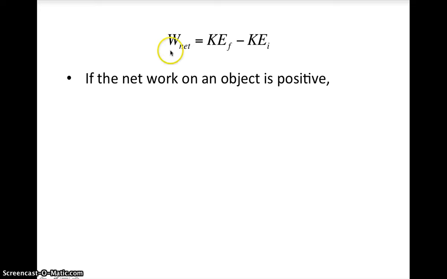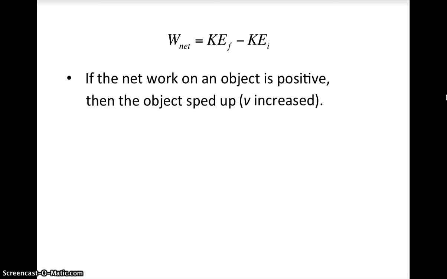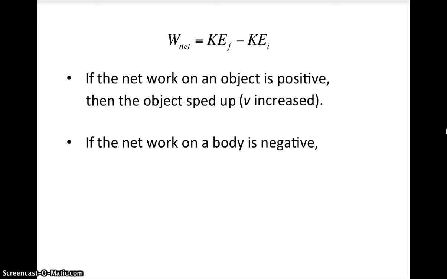Okay, let's draw some conclusions. Here's the formula. Whenever the net work, the left side, is positive, that means the object sped up, or the speed increased. Why is that true? To get a positive W net, this KE final must be bigger than what you subtract, KE initial. So you must have something like 6 minus 5, a bigger number minus a smaller, to get positive net work. If the net work on a body is negative, that means you're subtracting a bigger number, so KE initial is bigger, and then you slow down to get a lower KE final.